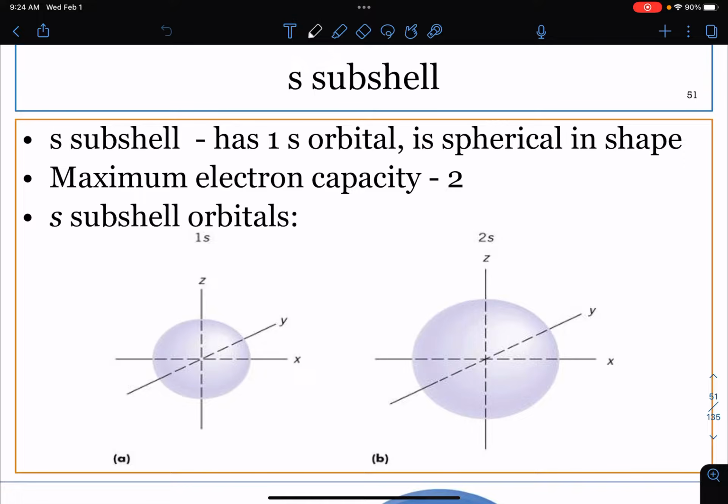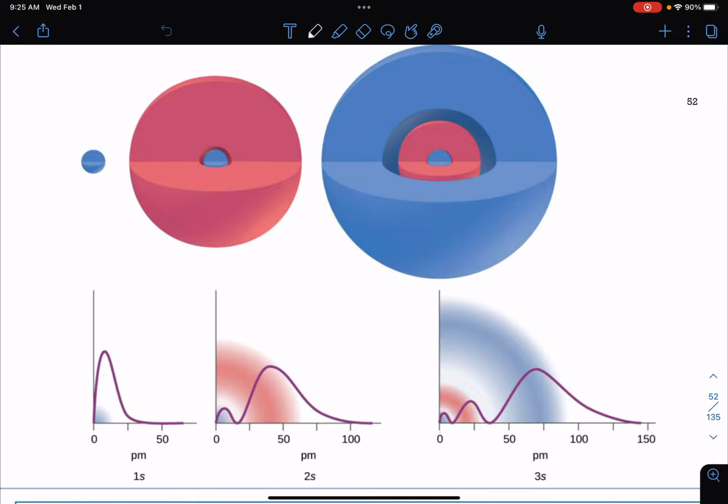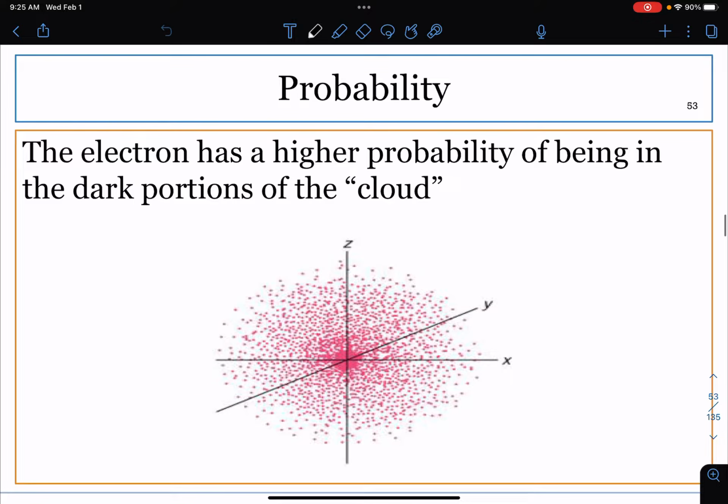Each subshell has a distinct shape. The S subshell is spherical in shape. Each energy level has an S subshell, only one S orbital, and each one is larger in diameter than the previous energy level. Here's another image of the S subshell. The distance away from the nucleus of each subshell is measured in picometers. This is a probability graph. Each dot represents where the electron was for a brief moment in time. You can see that the electron spent most of its time in a spherical shape surrounding the nucleus.